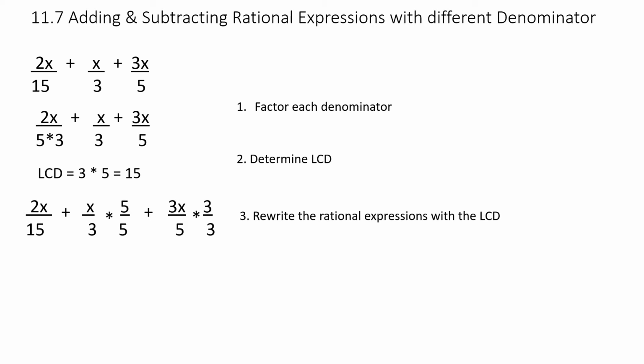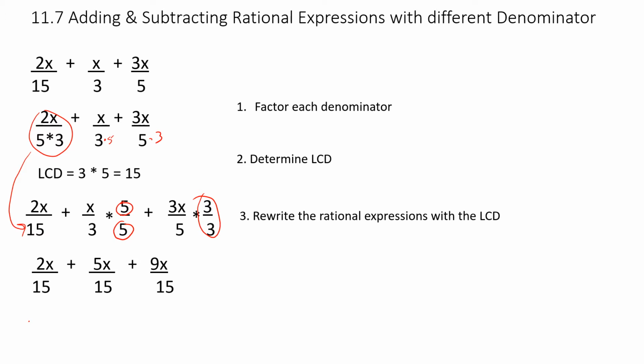All right. Well, this one here already was 15, so we don't need to do anything. But this one here, in order to make 15, we had to multiply by 5, which means now we're going to multiply by 5 over 5. And this one here, to make 15, we had to multiply by 3, which means now we're going to multiply by 3 over 3 to rewrite our fractions. And so we go ahead and multiply across. x times 5 is 5x, and 3x times 3 is 9x. And you're putting that all over your common LCD, which is 15.